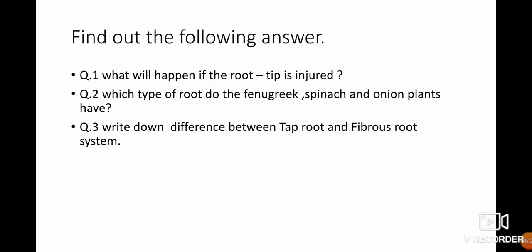Okay. Next. Whatever we learned today, that is, types of roots and root functions and structure, give me the answers. Find out these answers. First question: what will happen if the root tip is injured? Second, which type of root do the fenugreek, spinach and onion plants have? And third question, write down the difference between taproot and fibrous root system. Thank you.